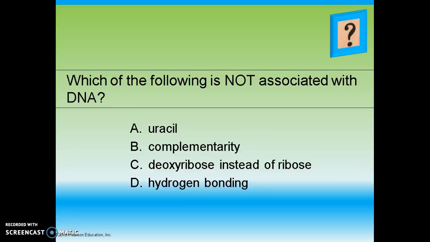Which of the following is not associated with DNA? Uracil, that's found in RNA.